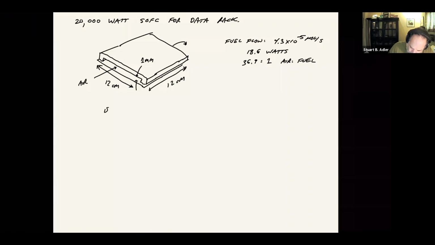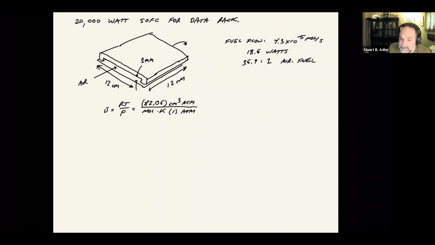So first of all, what's the molar volume? I'm going to assume it acts as an ideal gas, and that we're at 1 atmosphere. Temperature is variable, but I'm going to use sort of an average temperature, which is around 1,000 Kelvin. That works out to 82,000 centimeters cubed per mole. So quite a bit larger volume than we have at room temperature.